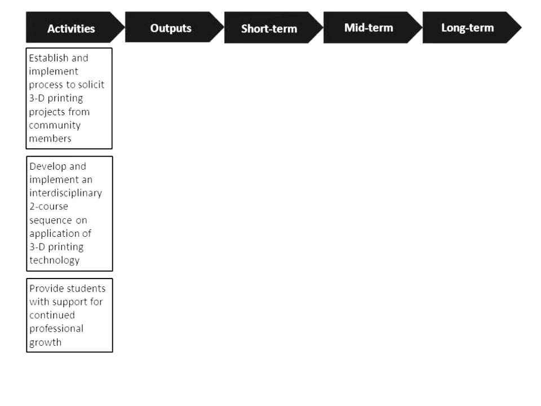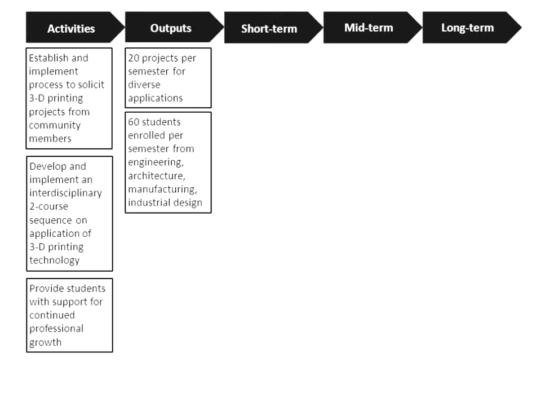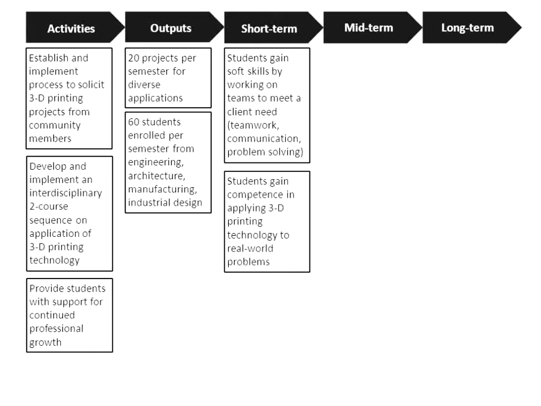First of all, what had been identified in those goal statements were actually the project activities. So we can just plug those right in here under the activity column. And then for outputs, we can plug in the target numbers for how many of these community-generated projects we'll have, how many students we want to enroll or expect to enroll, and from what departments. For short-term outcomes, we'll say we want students to gain soft skills and things like teamwork, communication, problem solving, working on teams to meet this client need, as well as competence, of course, in applying the 3D printing technology to real-world problems.